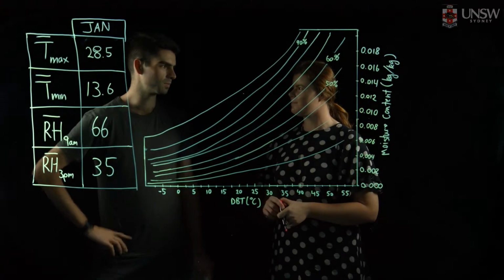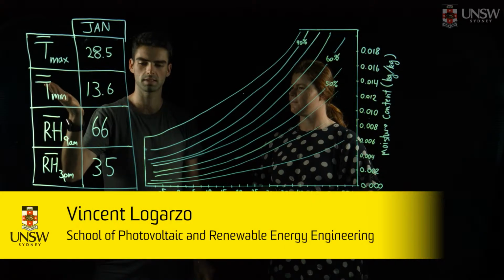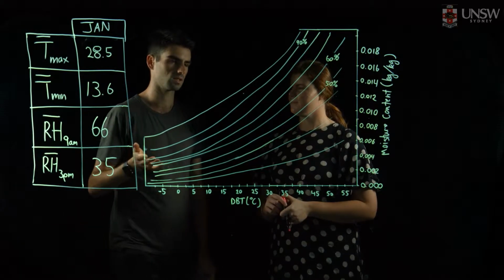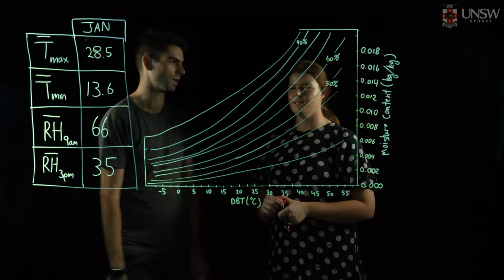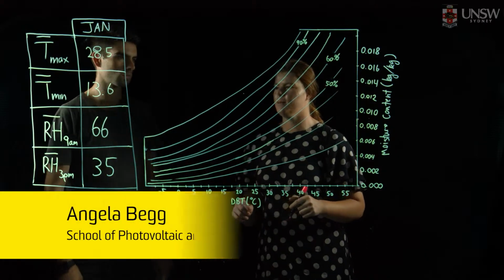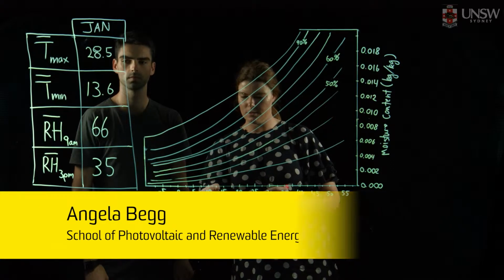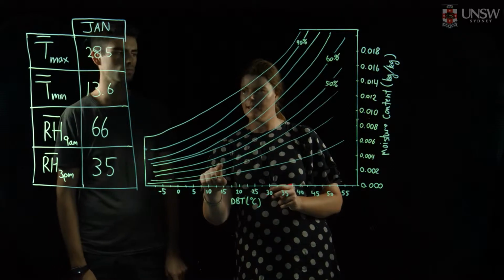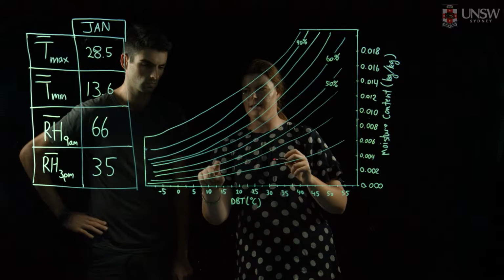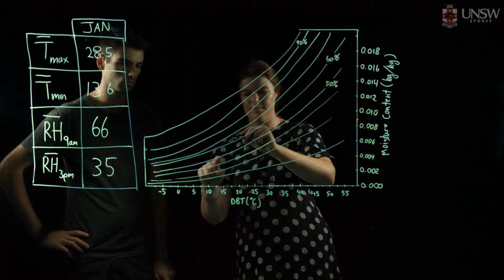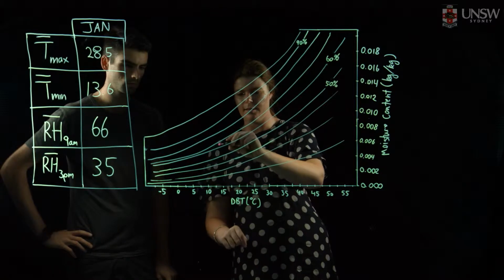Angela, so we've been given a set of averages for a particular climate zone in Australia. Could you show me how you could plot that particular climate zone on our psychrometric chart? Sure. So to start off with, we take the T-min temperature, which is 13.6 degrees, which is around about here. And then we also take the relative humidity at 9 a.m., which is 66%, which if we follow down, it comes to about here. So we put our first point there.